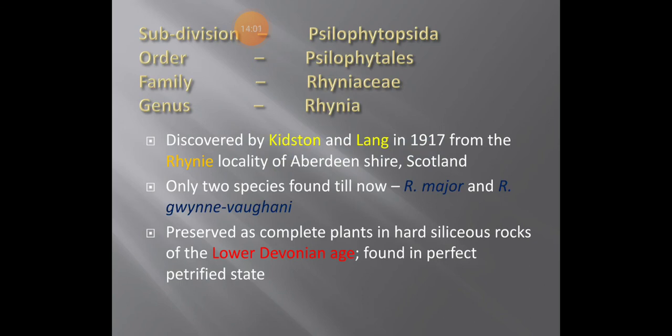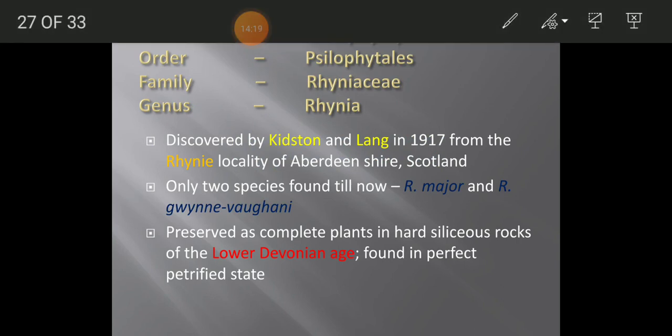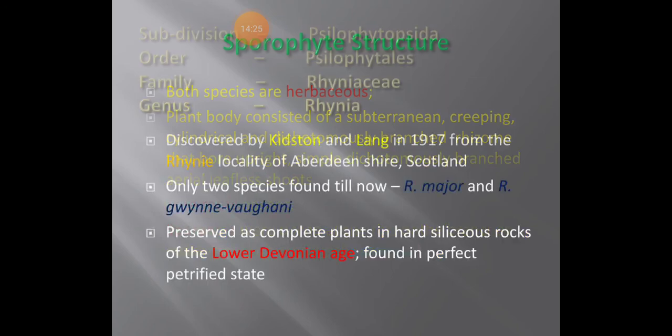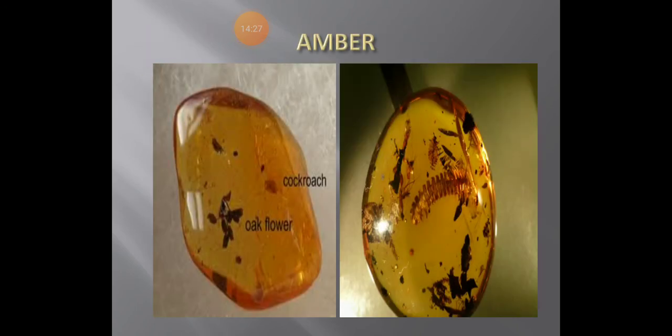Next, usually in the fossils, the first best example is Rhynia. Rhynia belongs to the pteridophytes, that is the family Rhyniaceae and Psilotopsida. So this is how the fossils occur in the case of Rhynia. We will study in detail in the next classes about this Rhynia, how the fossil process actually occurs.